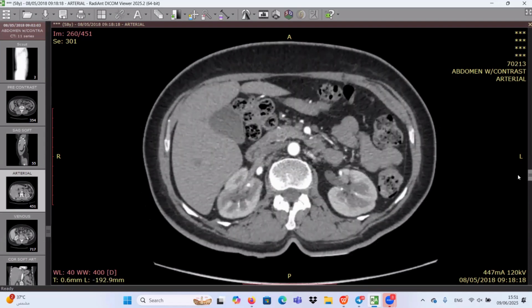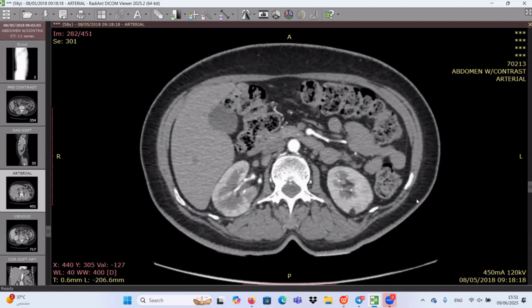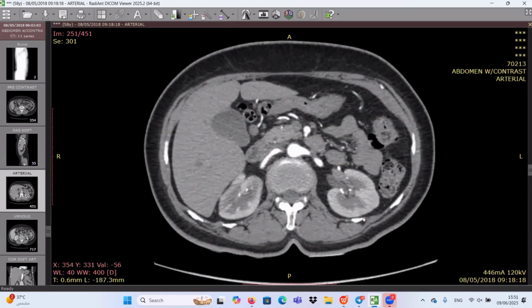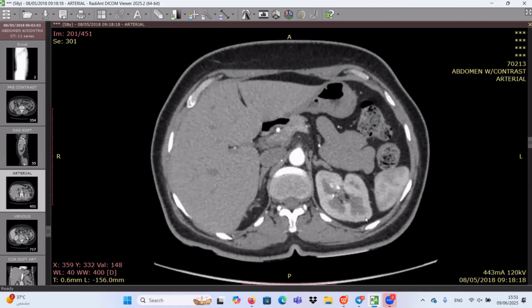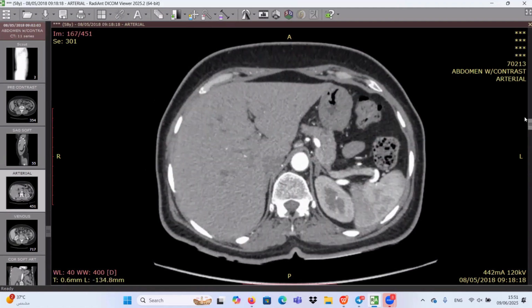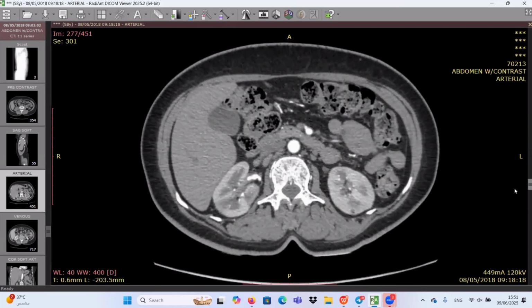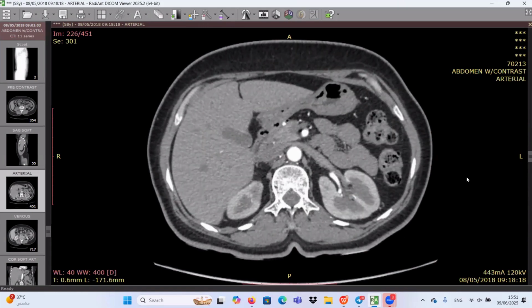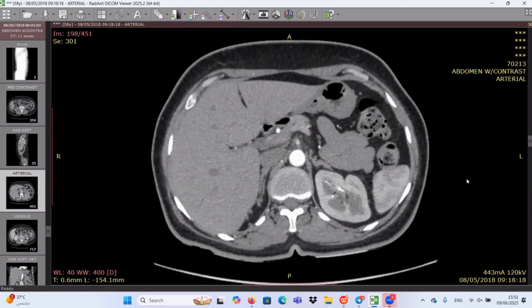The left kidney appears to be unremarkable. What do you think in this area of the left kidney? It is an incidental finding, but what do you think? It is a fat density lesion, mostly angiomyolipoma. Yes, you are right. This is a cortical-based angiomyolipoma, and I think we have another one. I saw another one here.